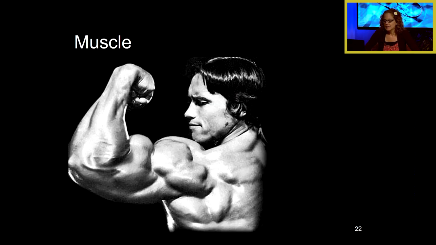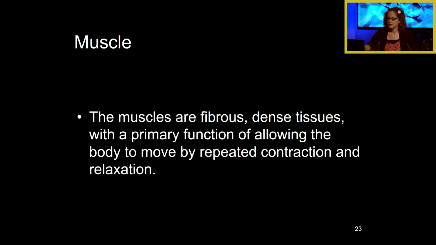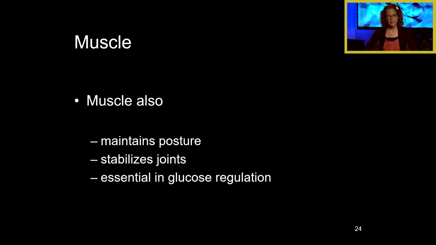All right, so let's take a little bit of time to talk about muscle. So muscle is another important organ that's involved in our musculoskeletal system. And the muscles are fibrous, dense tissues with the primary function of allowing the body to move by repeated contraction and relaxation. And so the muscles help us maintain our posture. Our muscles help stabilize our joints and are also essential in glucose regulation. So we store glucose in our muscles as well.